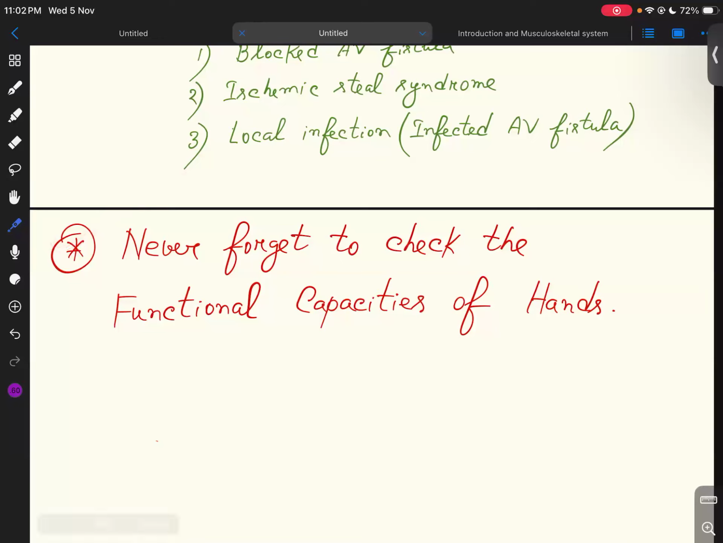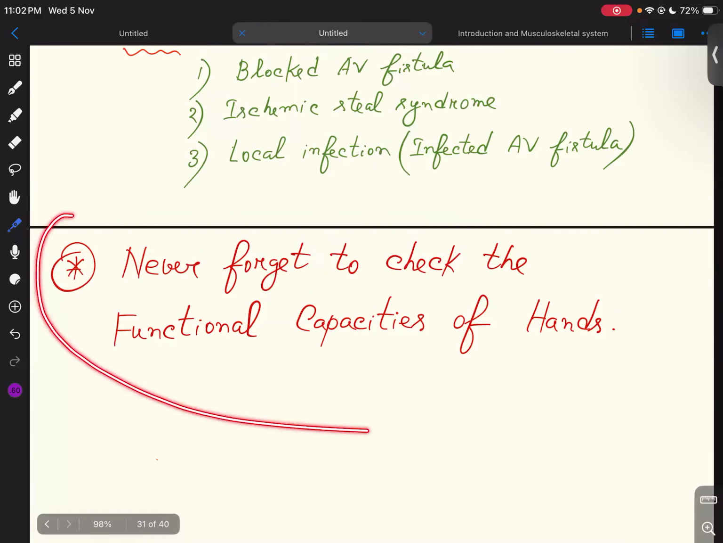You just do two things. One, you have to tell the patient, can you make a fist and open it for me? The next thing, you have to tell the patient, can you please button and unbutton your shirt for me? These two ways, you are checking the functional capacities of the hand.